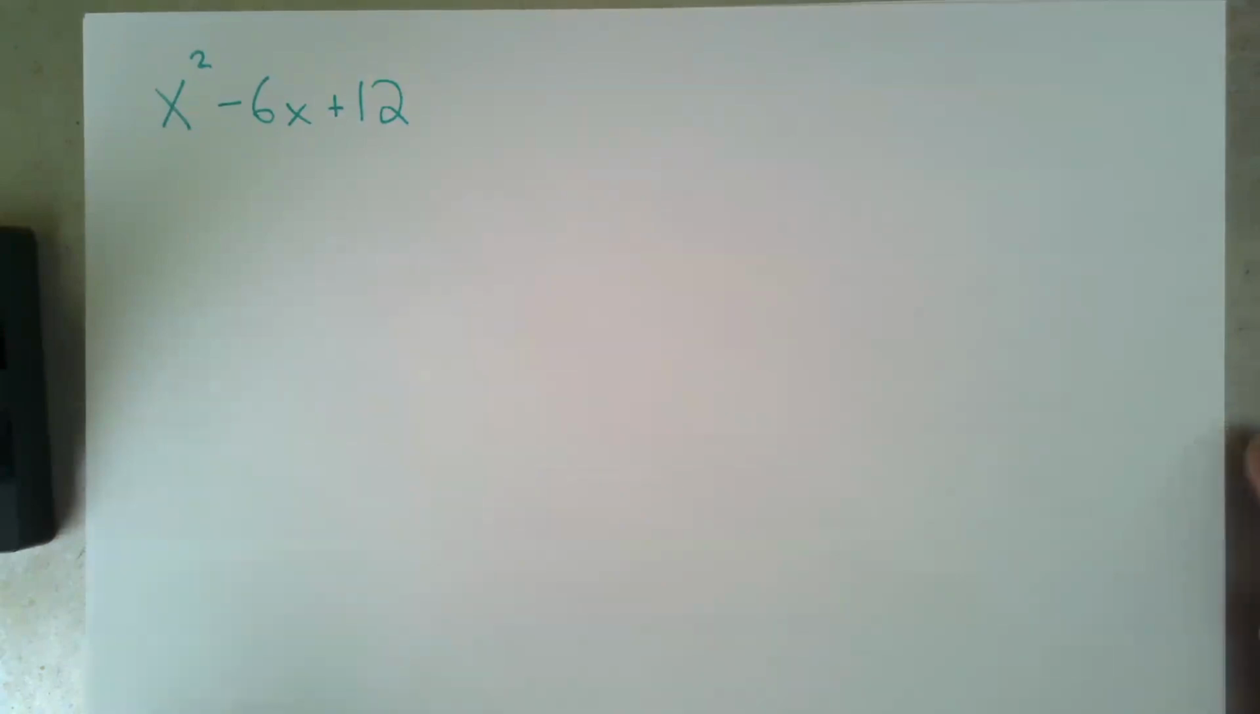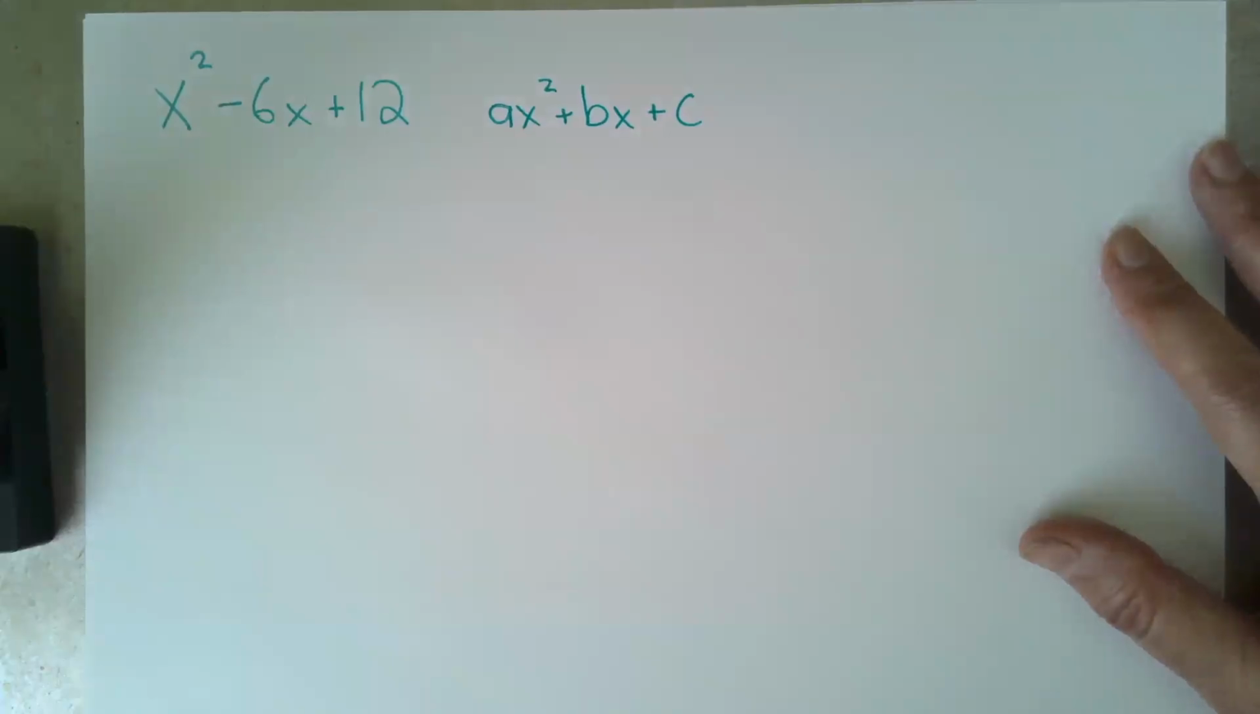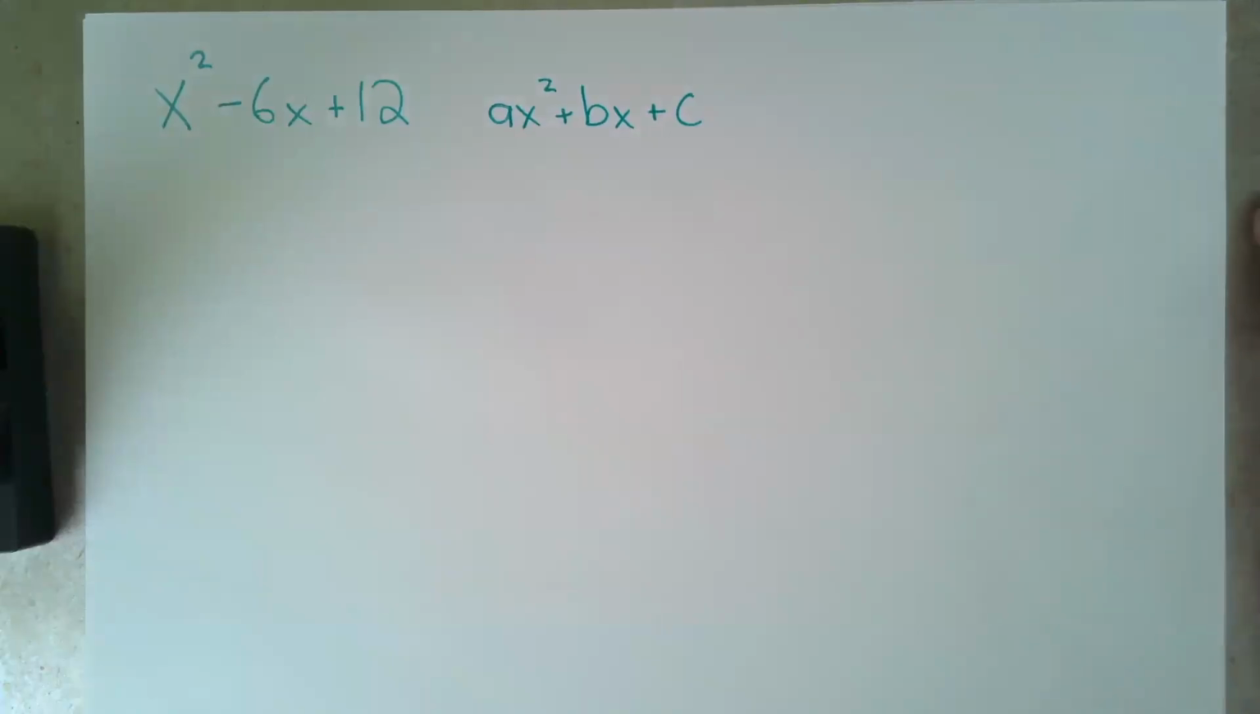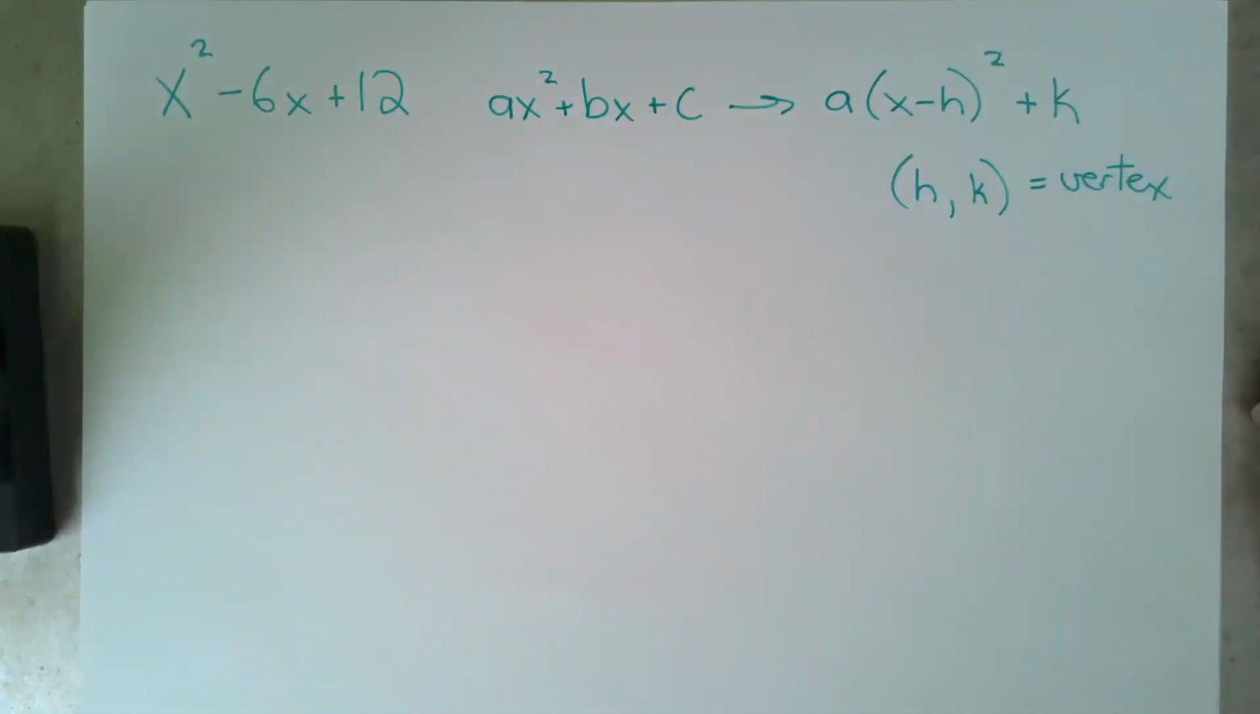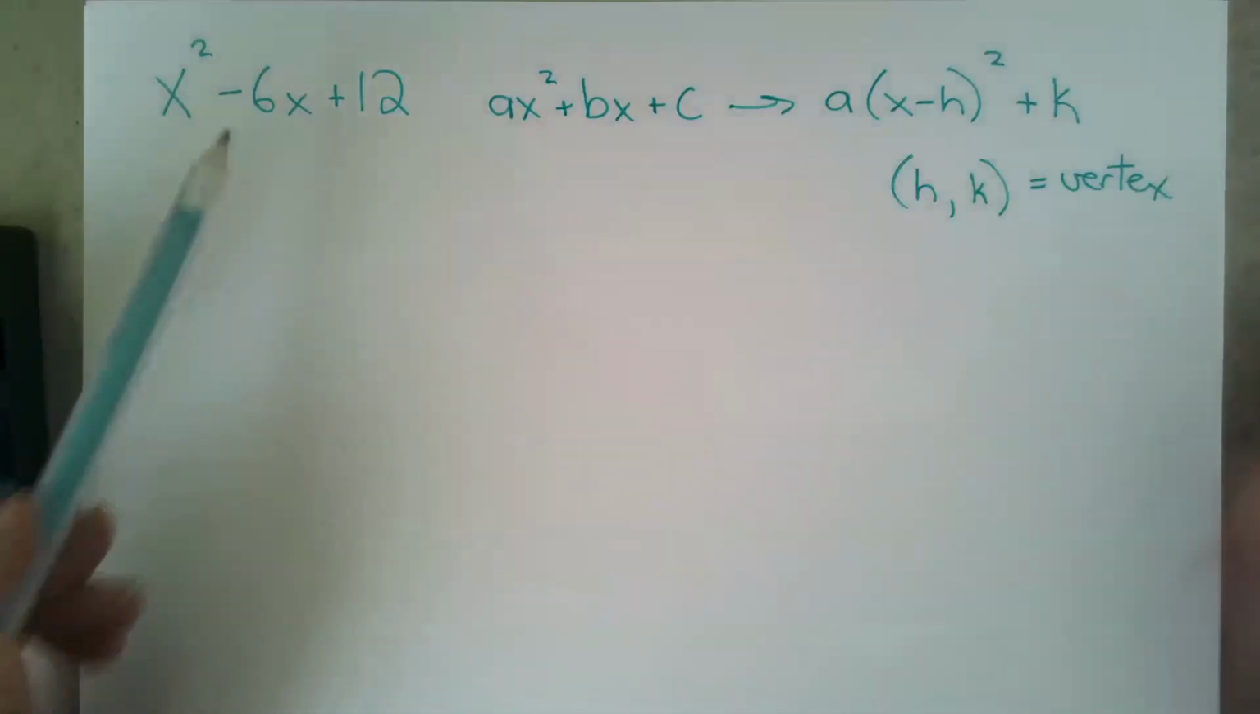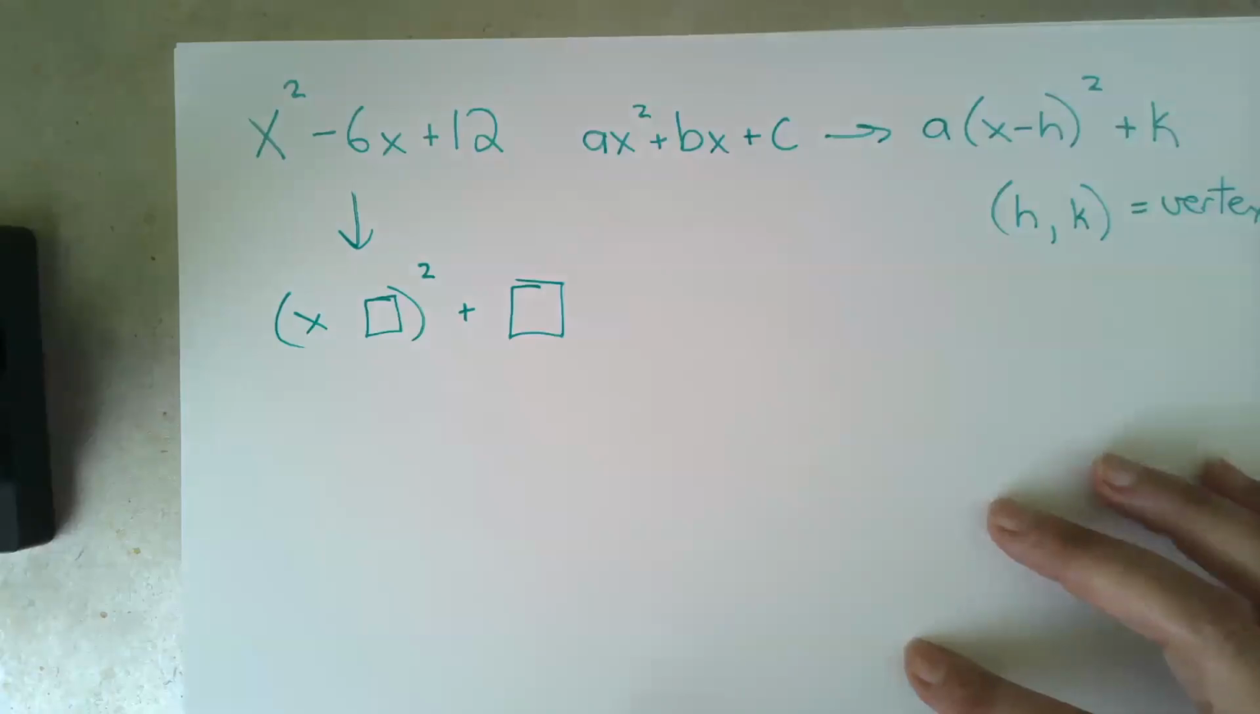All right, so here we are, and we have an equation in standard form. To remind you, that means it's in the form ax squared plus bx plus c. We want to convert it to vertex form. To remind you, that means a times (x minus h) squared plus k, where (h, k) is our vertex.